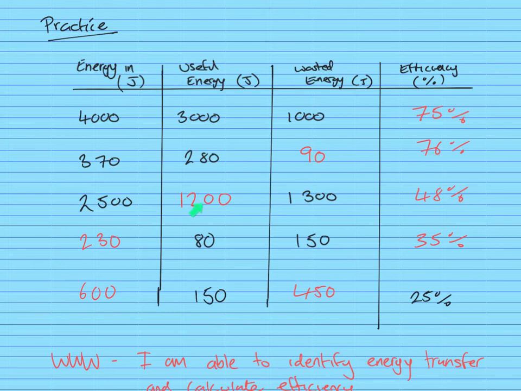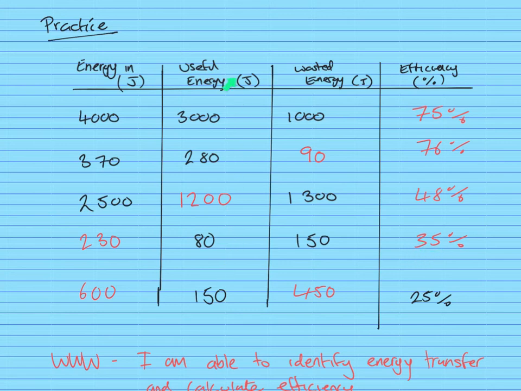Now I need this to work out the efficiency because it's useful over total. So I got 2,500 minus my 1,300, which gives me 1,200. Now I can use this 1,200 divided by 2,500, and when I times it by 100, it's going to give me 48%. This one then, 80 plus 150, is going to add up to be 230 total. 80 divided by 230 is going to give me 35%.